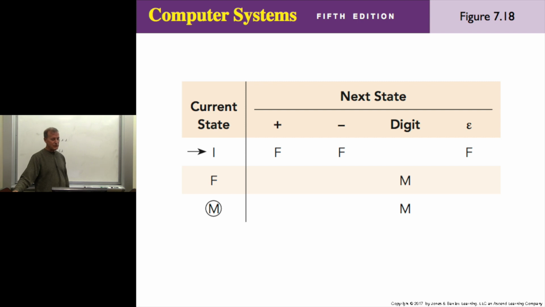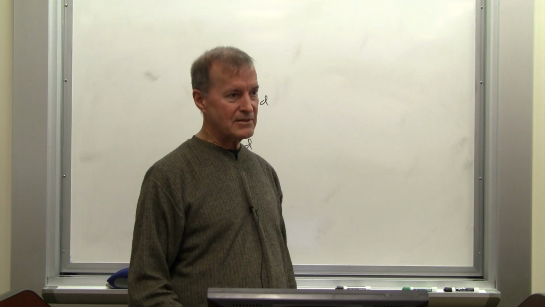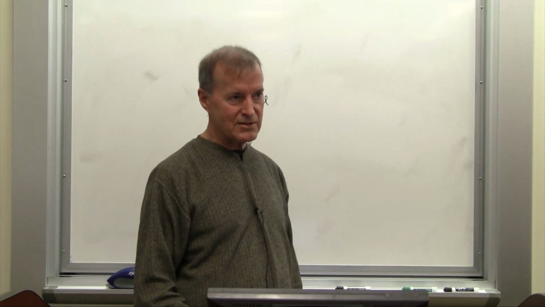Okay. So if we're in state I and we get a plus, we go to state F. If we're in state I and we get a hyphen, we go to state F. If we're in state I and we have a digit, oh, there is no transition on a digit from state I. Then how can we ever get out of state I if we don't start with a plus or minus? The empty transition can take us to state F. Any questions about this?